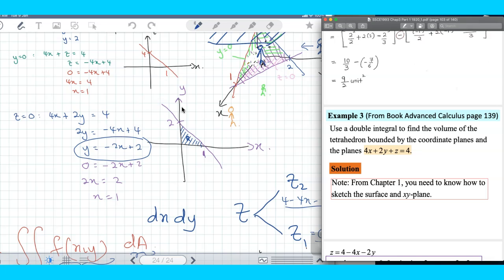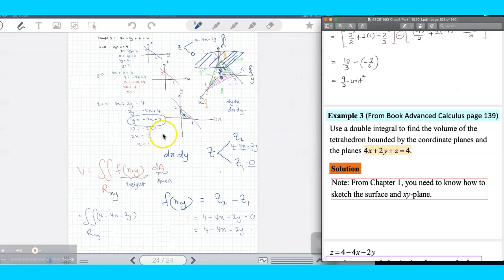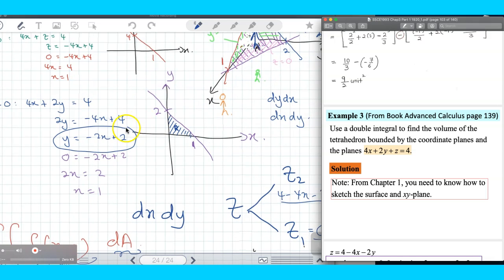What kind of order do you want to use? dy dx, x constant or y constant? Okay, so just look at your integrand. We just have a simple polynomial. I'm sure that we have no problem integrating x first or y first. And then look at your function here, just y in terms of x. So for me, I will choose x constant.